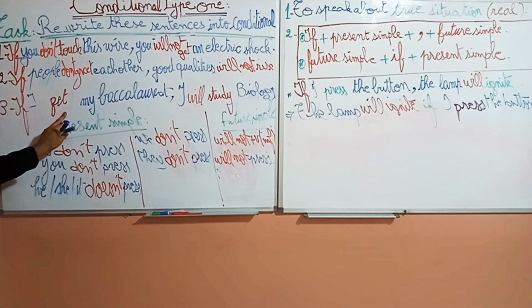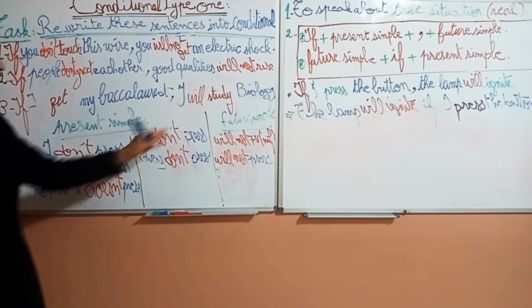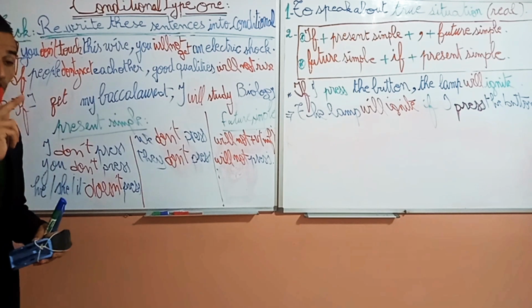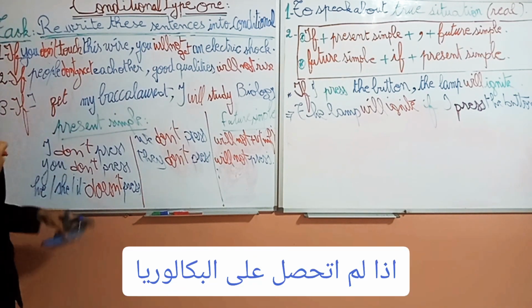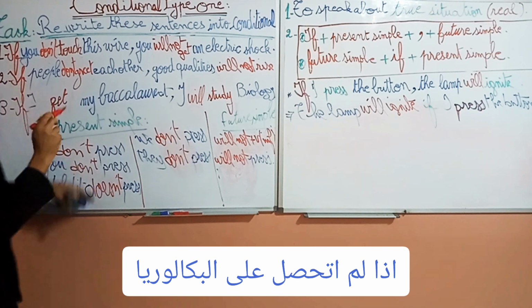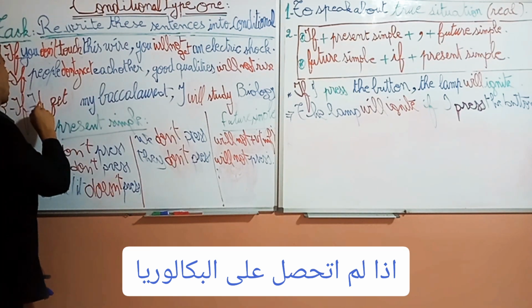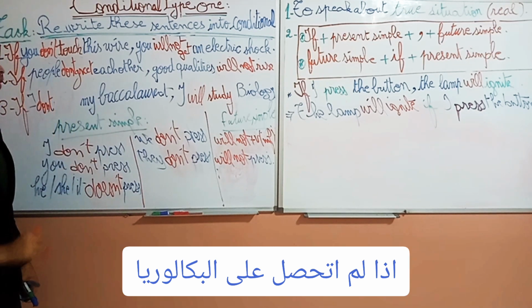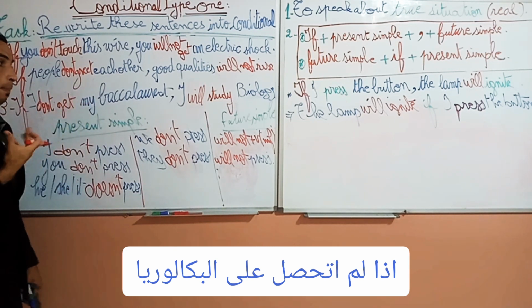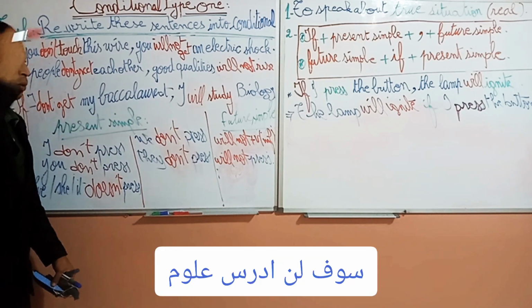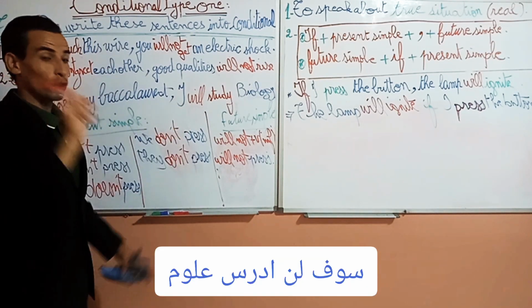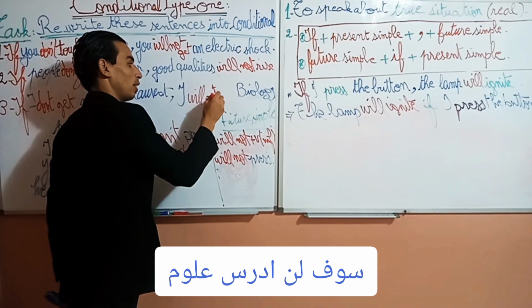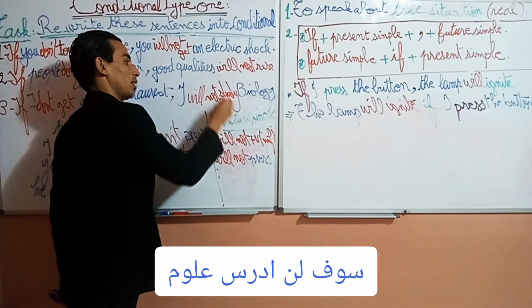Sentence 3. If I get my baccalaureate, I will study biology. But if I don't get my baccalaureate, I will not study biology.